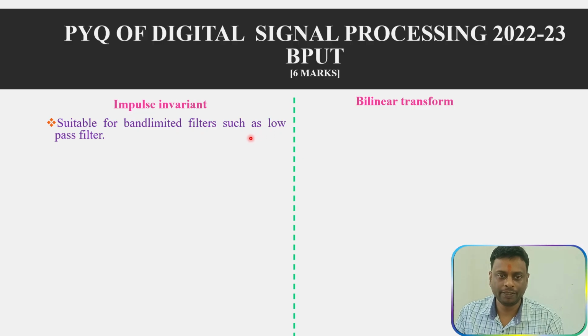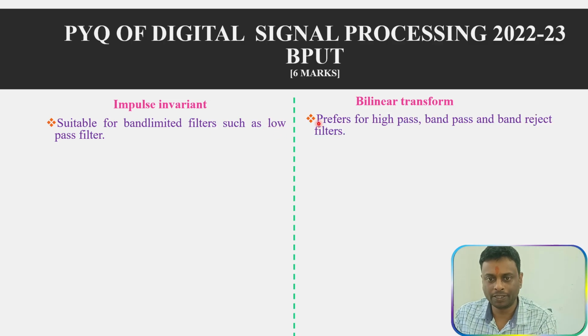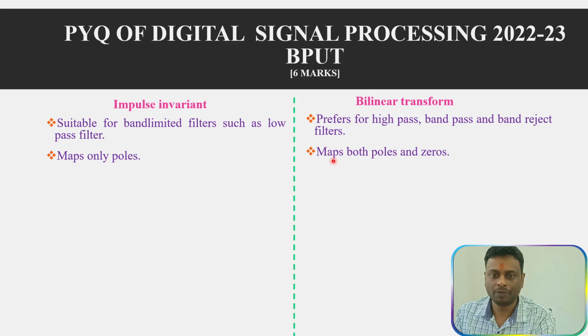Band limited means that the filter will be band limited, so there is no frequency above that band. Band limited filters, such as the low pass filter, are suitable for the impulse invariant method. The bilinear transform is preferred for high pass, band pass, and band reject filters. The impulse invariant method maps only the poles, but the bilinear transform maps both poles and zeros.